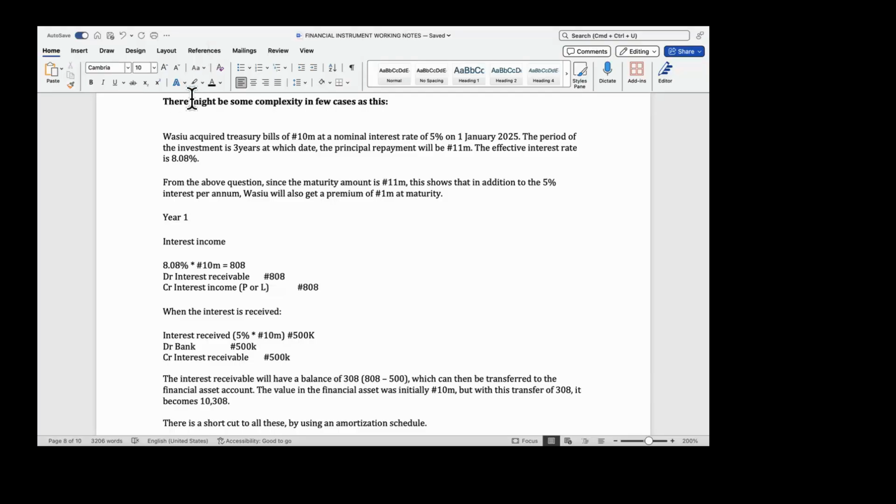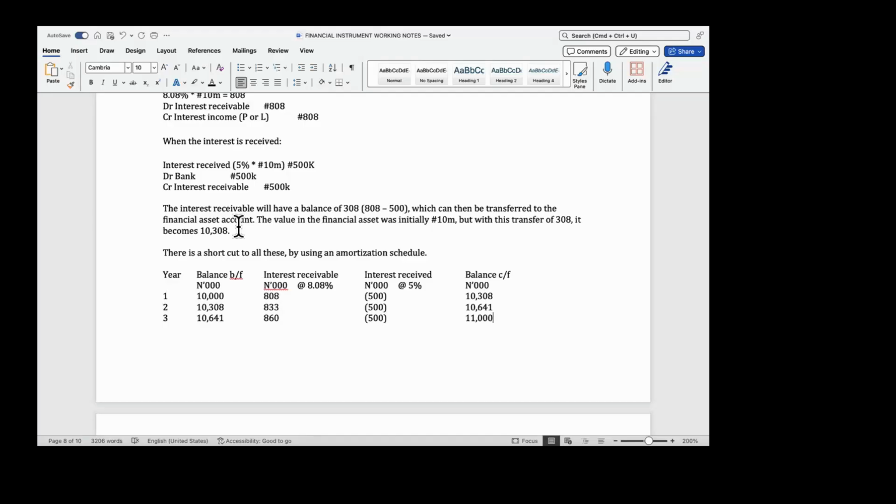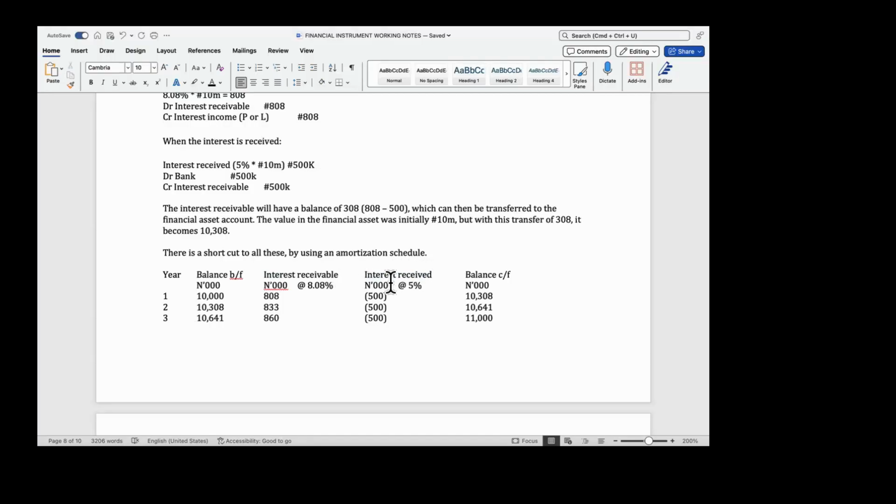Please, in the amortization schedule, we have two identical interest receivable. I don't know whether it's good to go with that or it should be one. Which one is that? Effective interest. Yes, that one. The same thing with the 5%. Is it the same interest receive? No, they are all different. This is interest receivable. This one is interest received. Okay. Are they different? They are different.